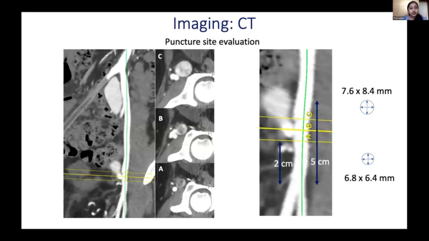And as you can see here, axial sections at 3 levels, A, B, and C, are demonstrated here. Here at the highest level, there was a pseudo-aneurysm. Just below it, an AV fistula. And below the AV fistula was a clean segment of the artery. We measured a 2 centimeter distance between the AV fistula and the division of the common femoral artery. And we thought that we could use this as a puncture site.